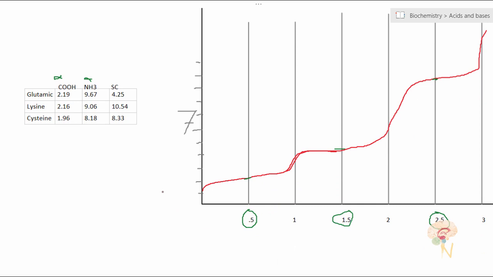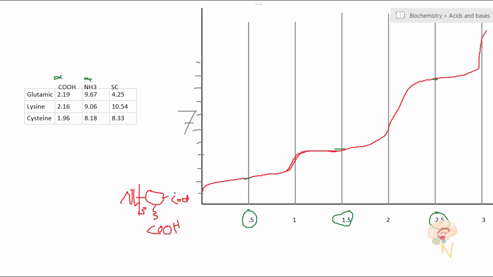So let's draw glutamic acid. Believe me, this is glutamic acid. It has COOH, it has NH3, and its side chain has another COOH. It shouldn't be the exact structure of it, but this can work. The first one will be this one to lose.